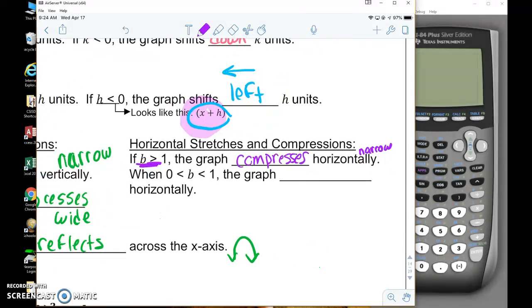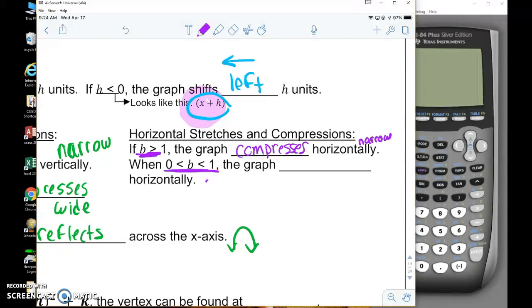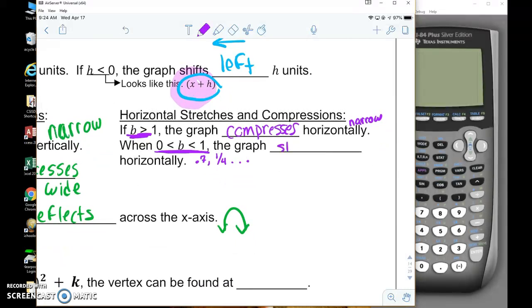When that number b is between 0 and 1, so something like 0.7 or 1/4, then the graph stretches horizontally. So if I take my parabola and I stretch it out from side to side, this is going to cause my graph to get really wide.